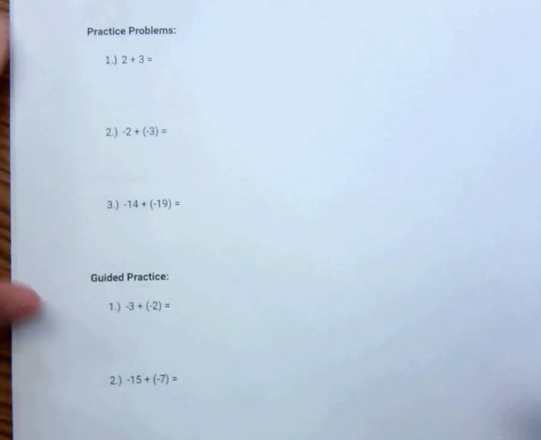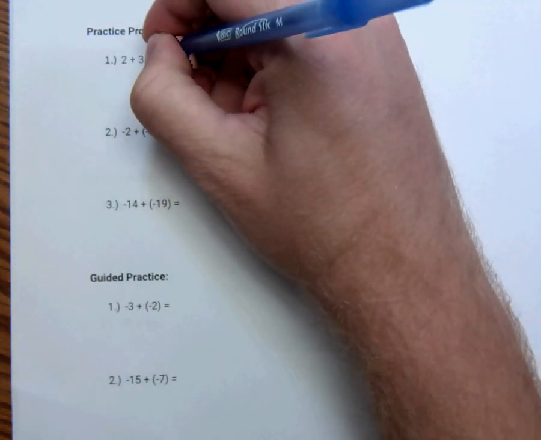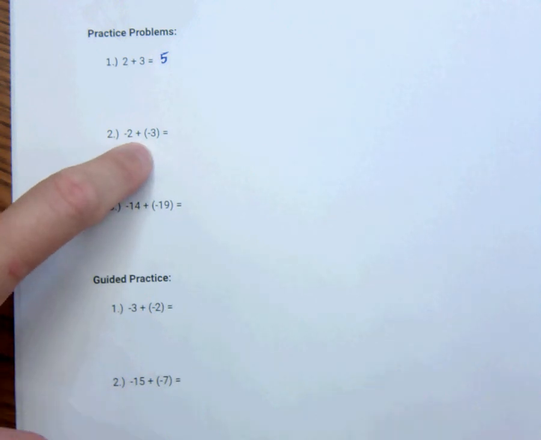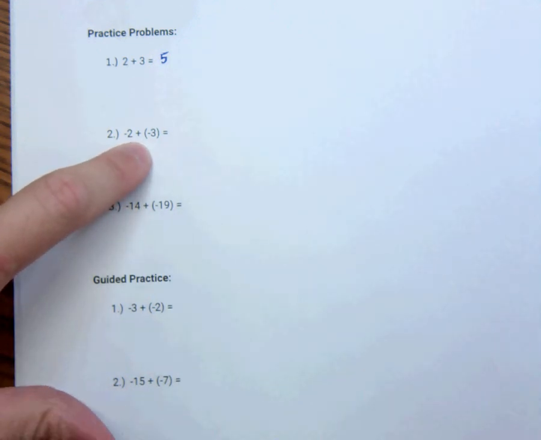Okay, so practice problems. The first one is very simple. What is 2 plus 3? Well, all of us in here know the answer is 5, and I am not going to do any work because it's 5. Come on. However, this one is a little bit, it's simple, but we're not sure yet.